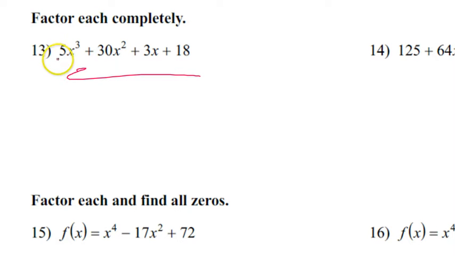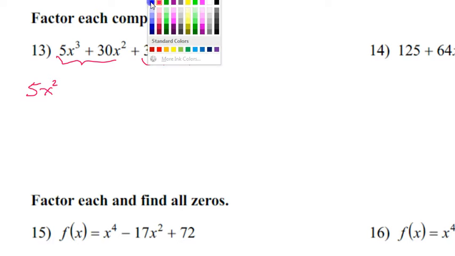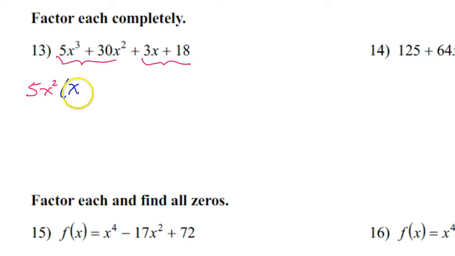Okay, so when we do grouping, we'll do this pair and then we'll do this pair. So the GCF on the first pair is going to be 5x squared. What's that going to leave inside the parentheses? X and 6. All right, that means the other one is probably going to wind up being x plus 6 as well. And yes, we're going to pull out that 3, so I'll put a plus 3 right here.